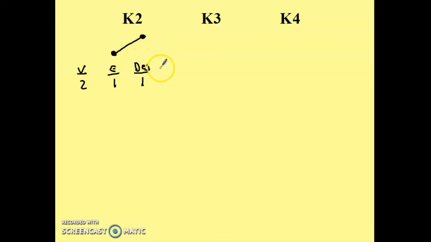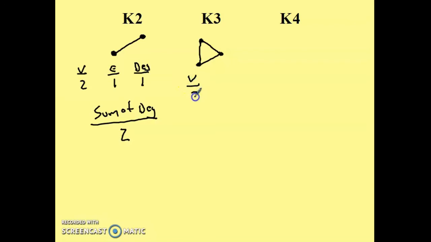And then what is the sum? Let's do the sum of all the degrees. So if that has a 1, that has a 1. The sum of the degrees for all of them would be two vertices, 1 degree each. That's 2. K3, 1, 2, 3 points. All have to be joined. That's a K3. So the vertices, there are 3.